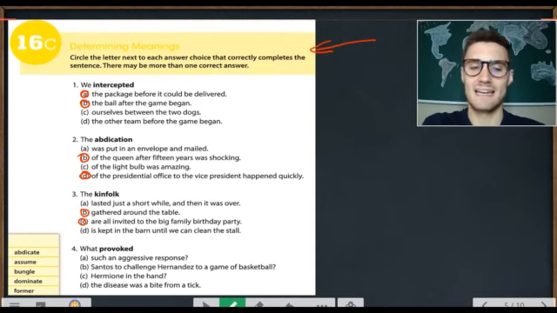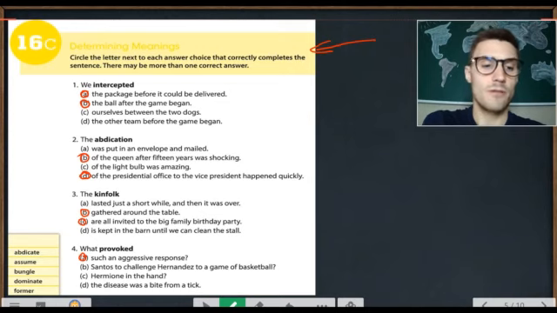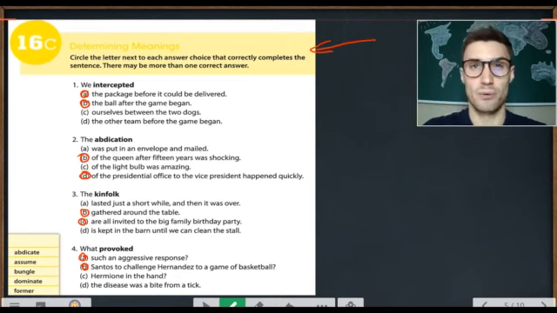Hermione in the hand. It's also a name, weird name. D. The disease was a bite from a tick. So which are correct? I can see two. What provoked A such an aggressive response? What provoked B Santos to challenge Hernandez to a game of basketball?